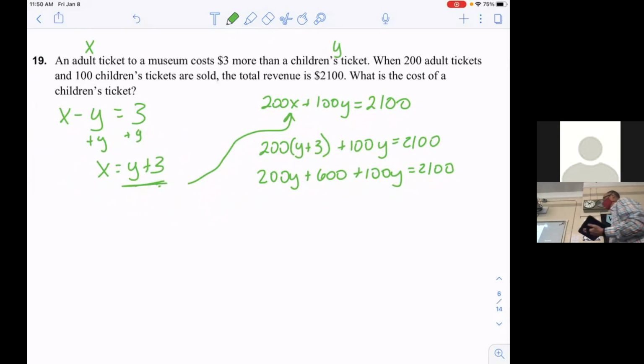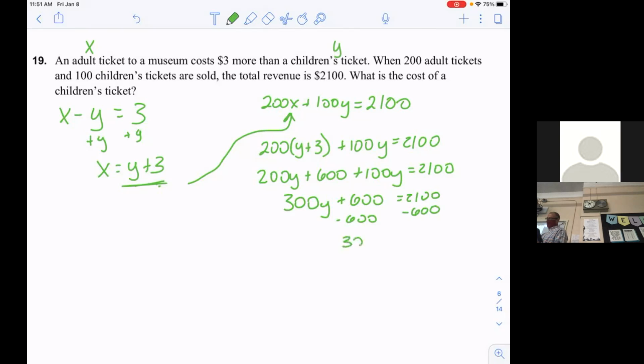All right, can we finish this? What's our next step? We have some like terms we need to collect. I've got a y here and I've got a y here, so we're going to put those together. 300y plus 600 equals 2,100. Again, we're going to try to isolate that y, so we're going to subtract the 600 over. And divide that 300 out of there.